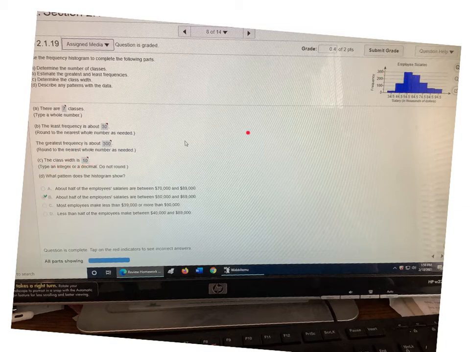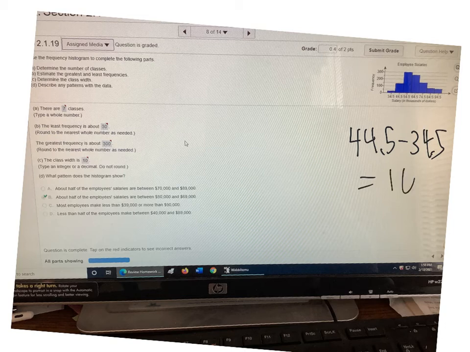The class width, you could just take 2 of these midpoints and subtract. You could use any 2 consecutive ones, like 44.5 minus 34.5. That's 10. So you just pick out any 2 consecutive midpoints here and subtract, and that'll give you 10.